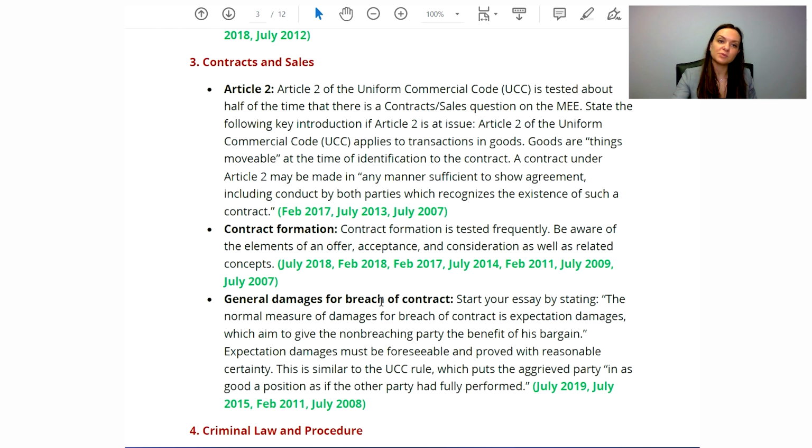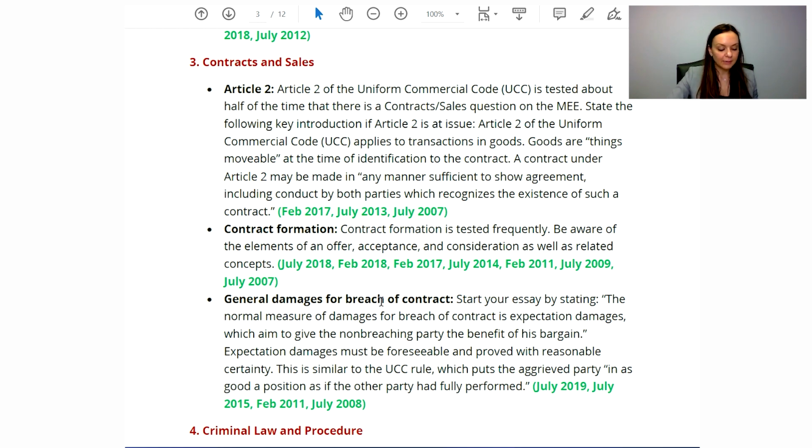Our next subject that's rather heavily tested is contracts and sales, and the topics that are frequently tested within this subject are things like Article 2 of the Uniform Commercial Code. It's tested about half the time we see a contracts and sales question. They also like to test things like contract formation and damages.